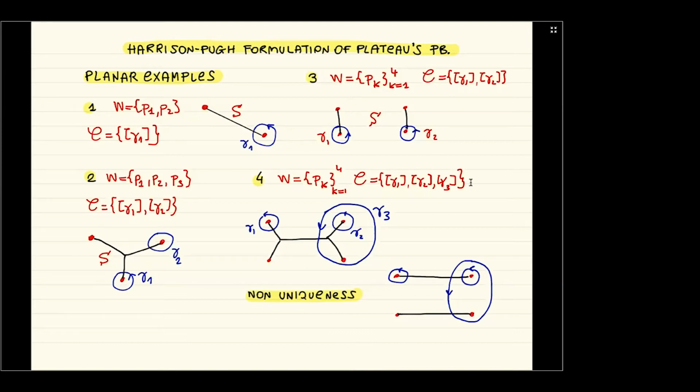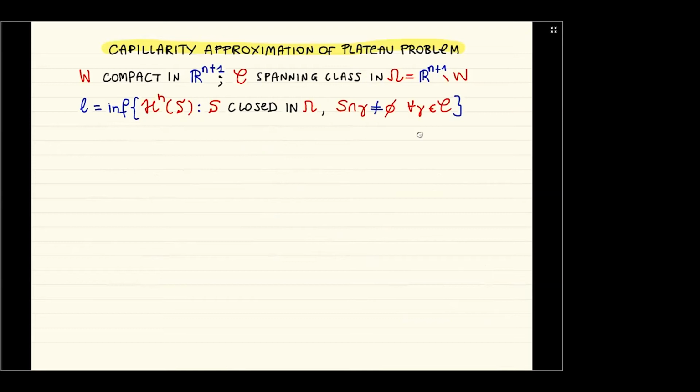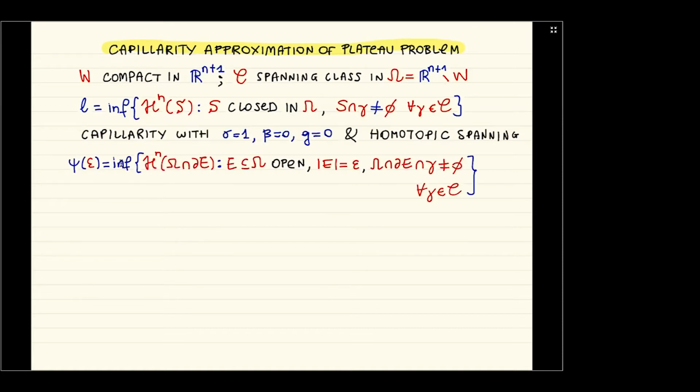What are we going to do with that? We're going to make it into a capillarity problem, to obtain a capillarity approximation of Plateau's problem. So we have our wireframe, which is a compact subset in R^{n+1}, so n is equal to 2 in the physical dimension. We have a spanning class, which is a family of homotopic images of S1 in the complement of the wireframe. L denotes the infimum in the Plateau problem. And we just use capillarity, with sigma equal to 1, no adhesion coefficient on the boundary walls, no gravity. Let's make it as simple as possible.